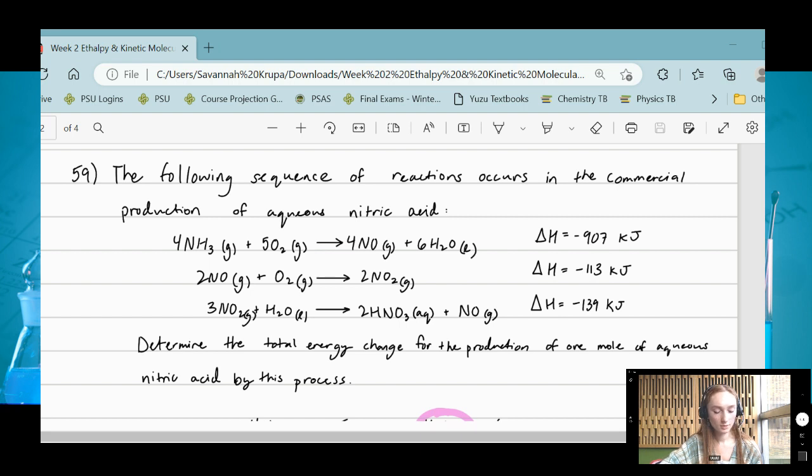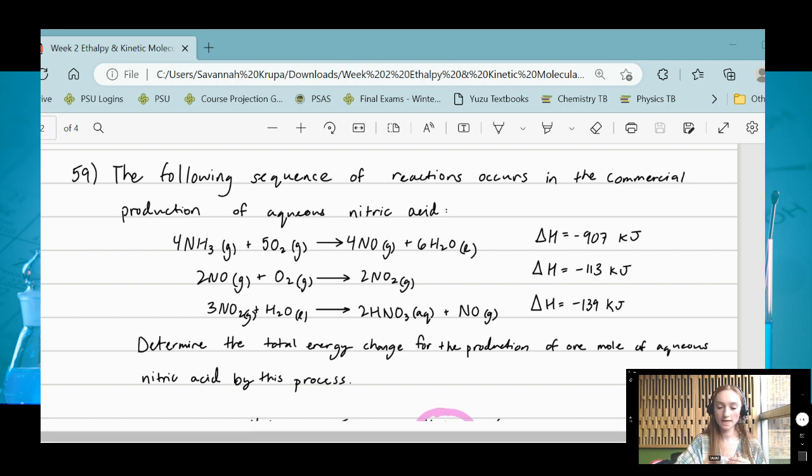So the problem is the following sequence of reactions occurs in the commercial production of aqueous nitric acid. So we have 3 different reactions here, and they have 3 different enthalpy values for each of these reactions. So what we want to do is switch these around. We want to multiply them by different coefficients to get to the final equation and the final amount of energy that it takes for the entire thing.